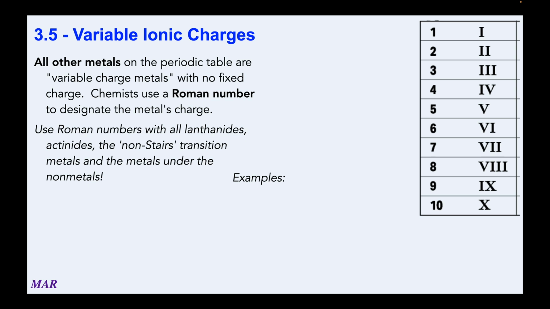All of the other metals, though, on the periodic table, and there's a lot of them, so all the transition metals except for the stairs, the lanthanides and the actinides, there's some metals under the nonmetals, all of those are variable charge metals. And what that means is that even I, with my PhD, I would not know what the charge is. So we need a way to talk to each other about what the charge is going to be. And chemists use a Roman numeral to talk about it. So Roman numerals are used with all the lanthanides and actinides, all the non-stairs transition metals, a couple metals under the nonmetals, a lot of them.